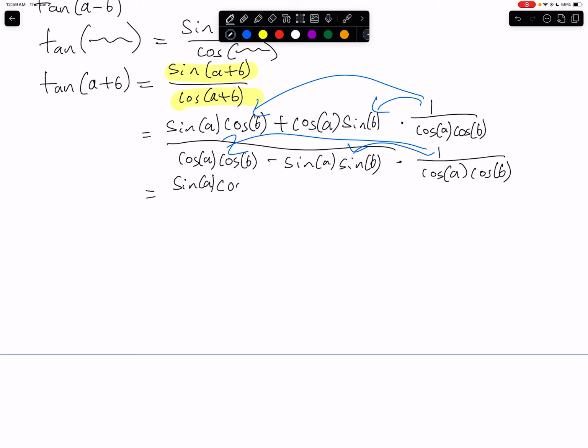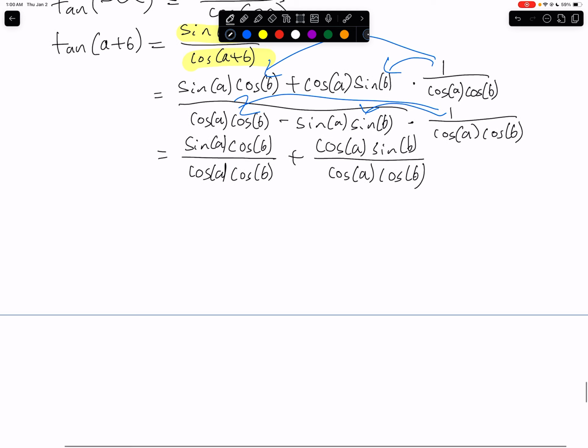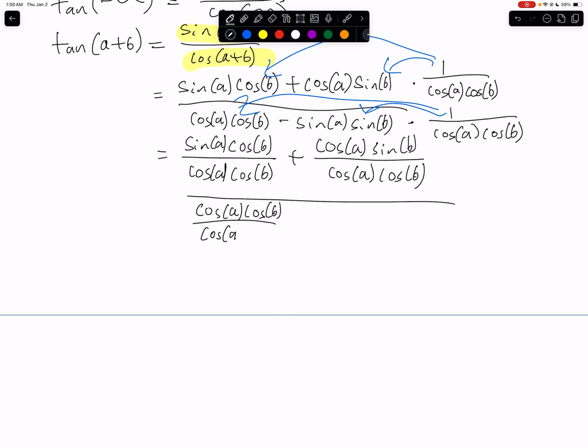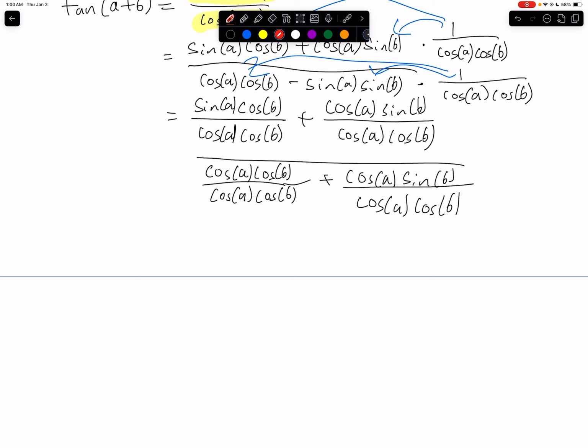We get sine a cosine b over cosine a cosine b, plus cosine a sine b over cosine a cosine b, and then in the denominator, cosine a cosine b over cosine a cosine b, minus sine a sine b over cosine a cosine b. Now lots of stuff is going to cancel out. This may be your dream, because you love to cancel things out. Let's first cancel the things that cancel. Cosine b cancels, cosine a cancels. Beautiful, this entire thing cancels.